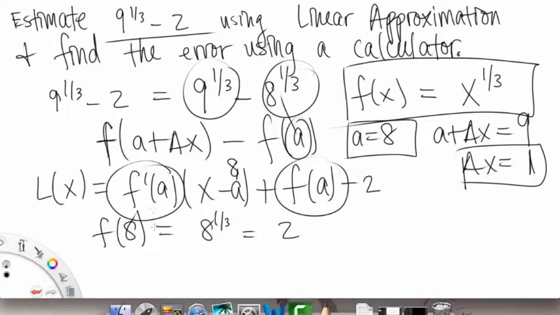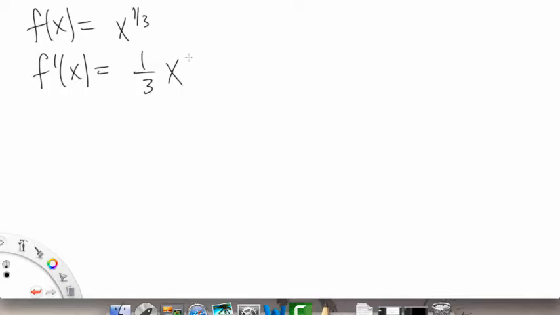And now we need to know what f'(a) is. So what is f'(x), just in general? We'll do this on the next slide, so we have more room. Our original function f(x) is x^(1/3). Therefore, f'(x) is, according to the power rule, we bring down the 1/3, then subtract 1 from the exponent, so we get negative 2/3. We can rewrite that as 1 over 3 times x^(2/3).